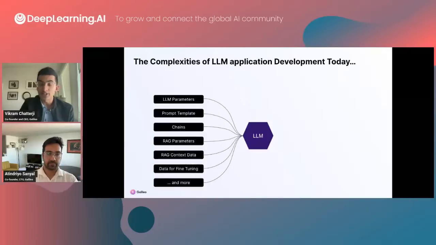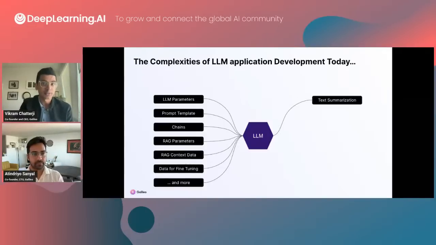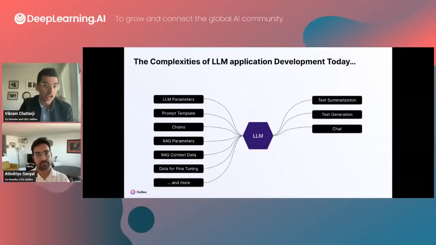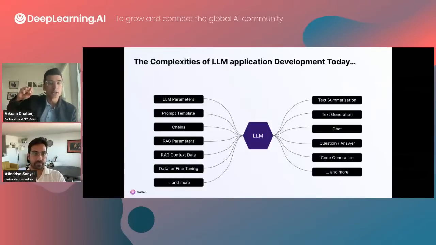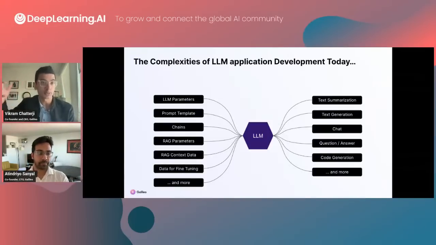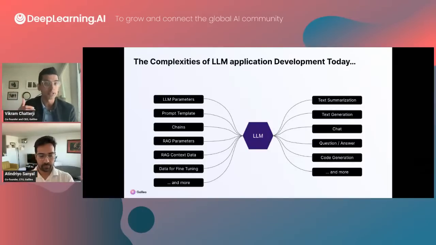When it comes to the outputs, it depends on your use case. Now you might have a text summarization use case, or text generation, or chat, or question and answering, or code generation, and so many more. And for each one of these different kinds of outputs that you're expecting from the large language model, the way you evaluate them has to be different. You can't be evaluating turn by turn chat the same way you're evaluating text generation. It just doesn't work that way. So the complexities just exponentially increase.